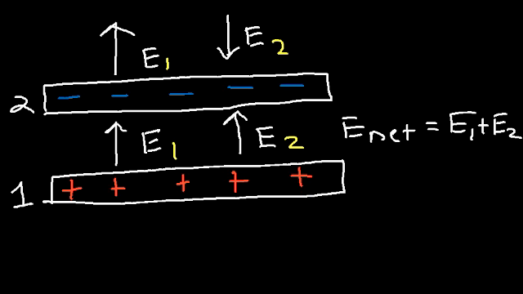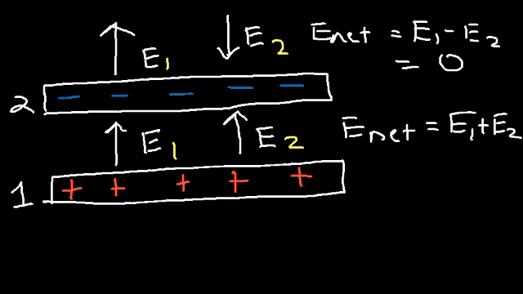Now, because the electric field of an infinite sheet of charge is independent of the distance, E1 and E2 have the same magnitudes. So the net electric field, which is the difference between E1 and E2, is going to be 0. If you have two numbers that have the same value, and if you subtract them, it's equal to 0. 10 minus 10 is 0, 5 minus 5 is 0, so the net electric field outside of it is 0.